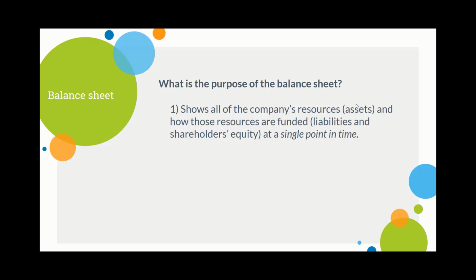Remember how we were talking about the income statement, how the income statement is within a period of time. So like from January 1st to December 31st, how much income did we earn? The balance sheet is at one particular point in time. So we're saying, as of December 31st, how many assets did you have? What were your liabilities? What was your stockholders' equity? So it's at a single point in time. It's not over a period of time.